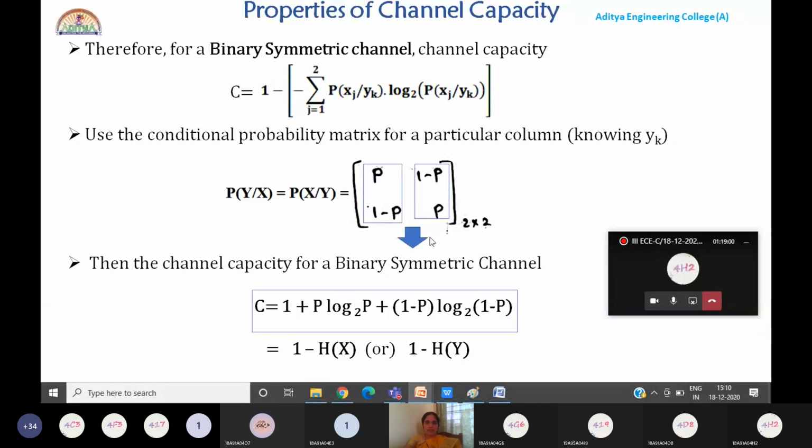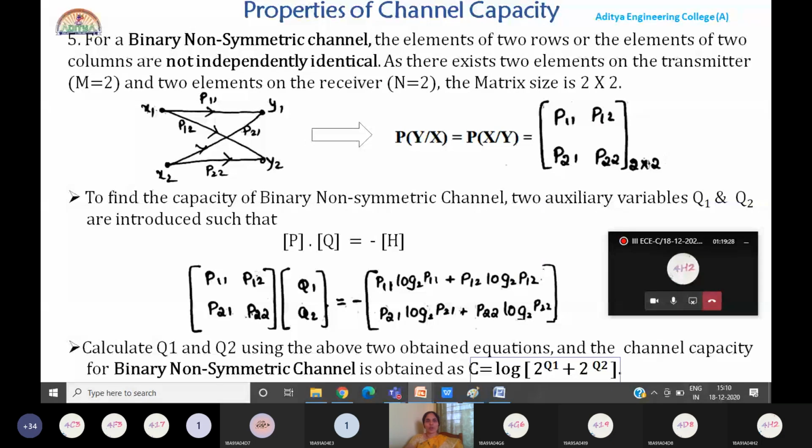Or you can write it in a simplified manner, by replacing the corresponding probabilities, as 1 plus, because h of x is once again negative. H of x is minus of p log p base 2 plus 1 minus p log 1 minus p base 2. So you can write it as 1 plus p log p base 2 plus 1 minus p log 1 minus p base 2. This is the capacity of binary symmetric channel. Now let us move to the fifth property, so that here you can discuss the binary non-symmetric channel.